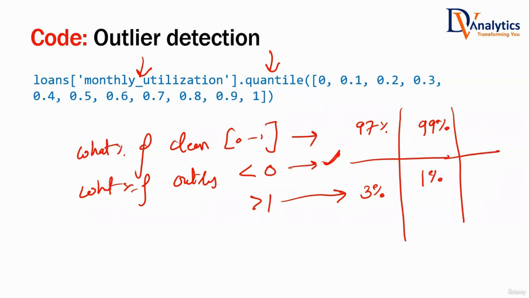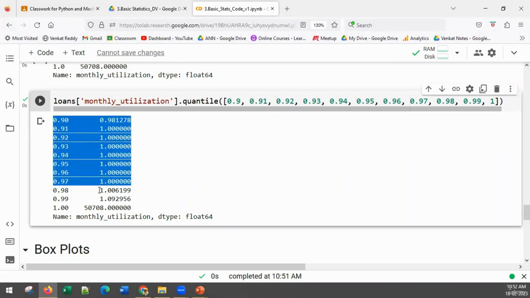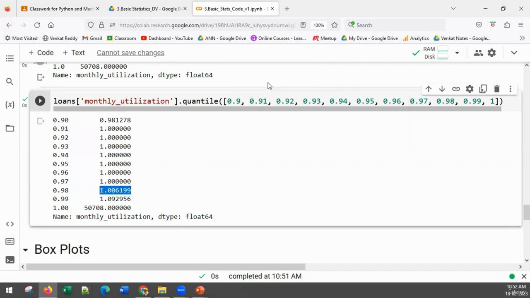According to you, what percent of the data is clean? What percent of the data is having issues? Let us see. 90% clean, 91 fine, 92 fine. Can the credit monthly utilization percentage be 100%? Is it possible? Yes, sir. You have a 1 lakh credit limit, you swipe for the full 1 lakh. Possibility is there. So until 97 it is fine. 98% is 1.006, which means 1 lakh is the credit limit and you have swiped for 1 lakh 6,000. Is that possible? No, sir.